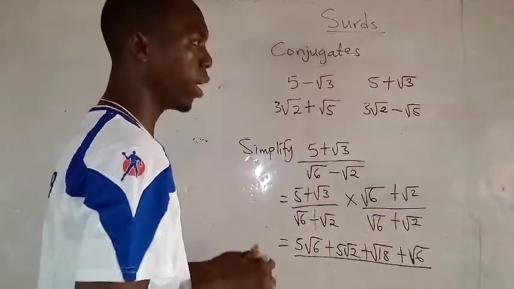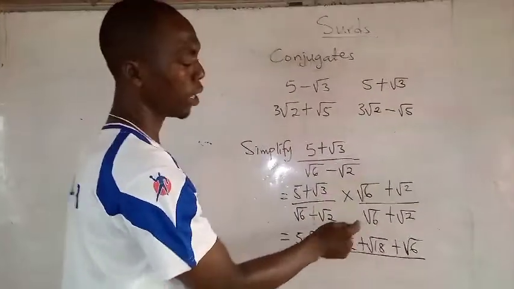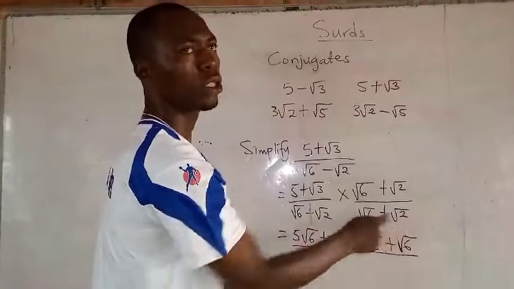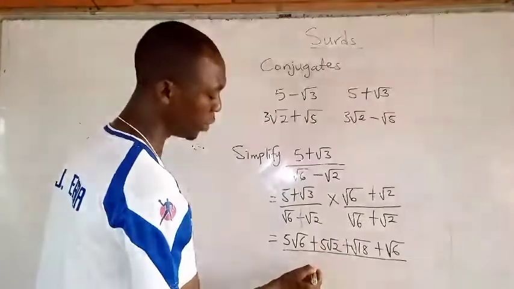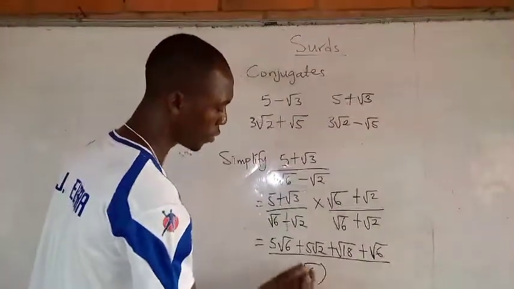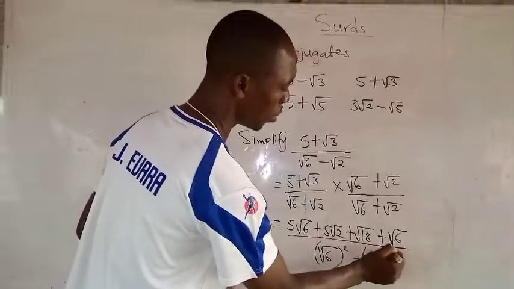If you look at what we have in the denominator, this is root 6 minus root 2, and this is root 6 plus root 2. This reminds us of difference of two squares. That means I can simply write it as root 6 squared minus root 2 squared.